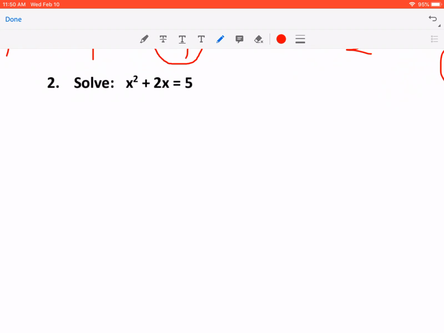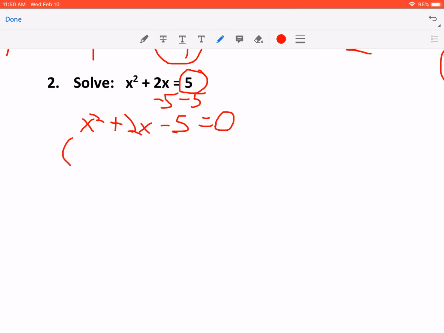I can't do anything with this until it's in standard form. That guy needs to move. So how do you get rid of a 5? Minus 5, bring it over. And it looks like we've got x squared plus 2x minus 5 equals 0.